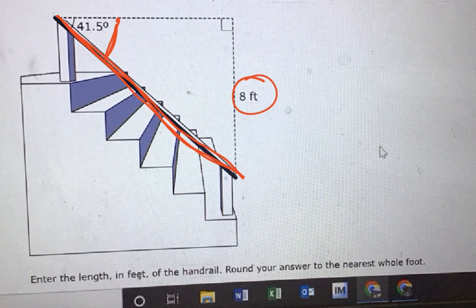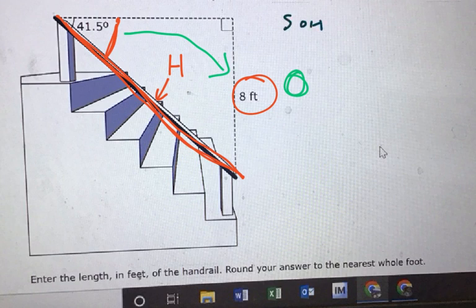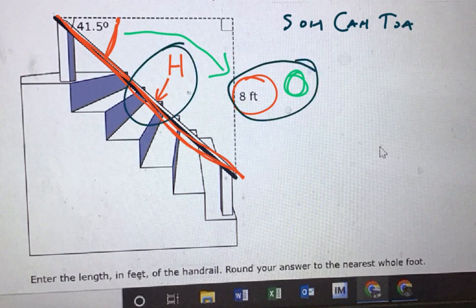Well, if I want to know how long this railing is right here, notice that is the hypotenuse. And the 8 is opposite of my angle of depression. So according to SOHCAHTOA, which one uses O and H? Because we want to find H, right? That's basically going to be our x.